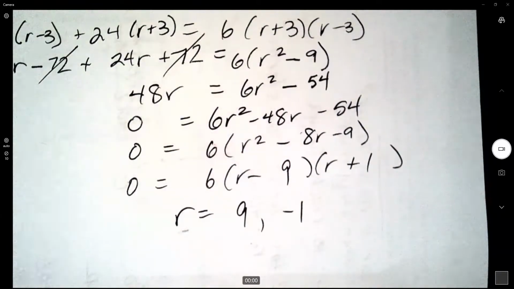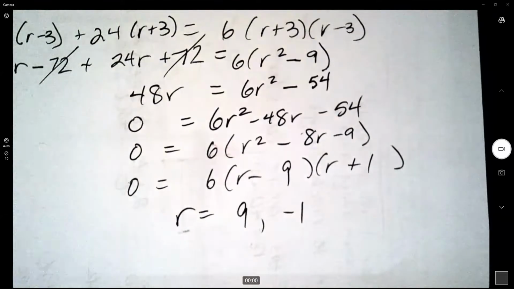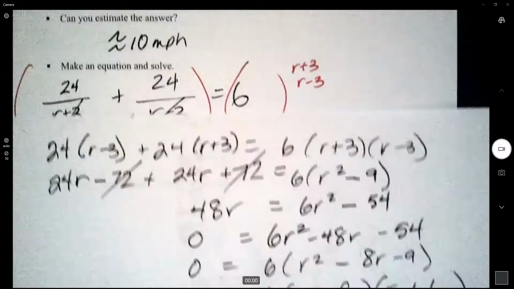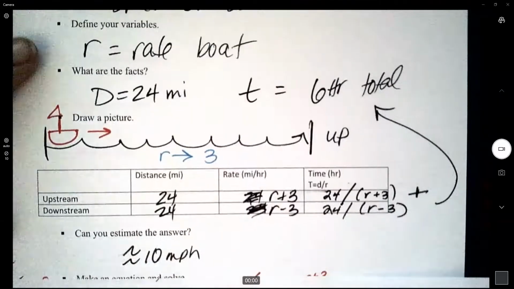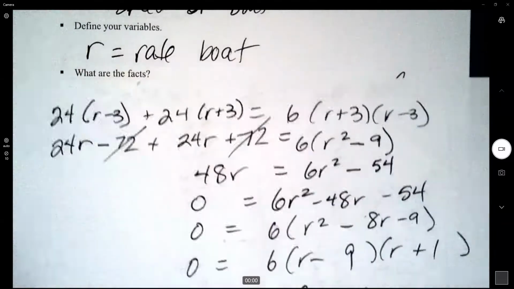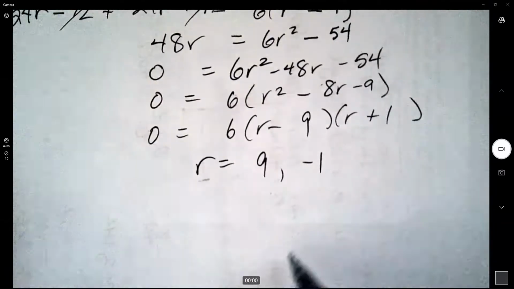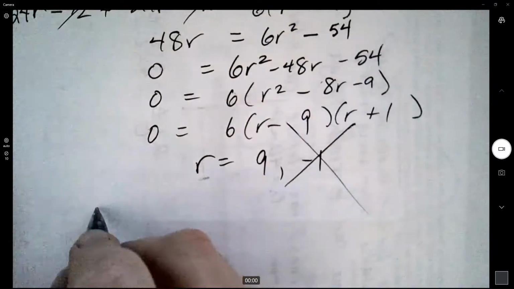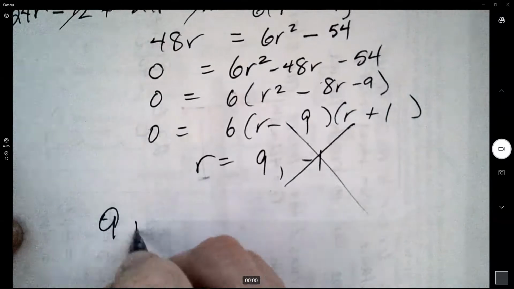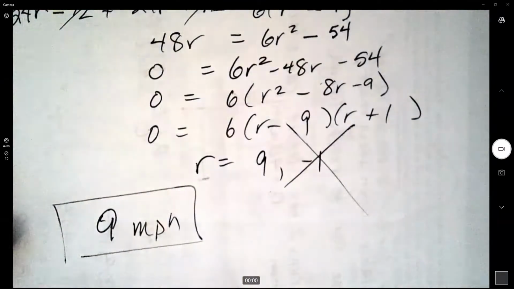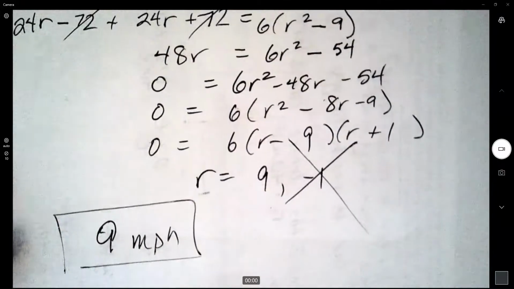But remember what r stands for. Let's go back to the original equation. What does r stand for? What did we set r equal to? r is the rate of the boat. The rate of the boat cannot be negative. So that means the rate of the boat must be 9 miles per hour.